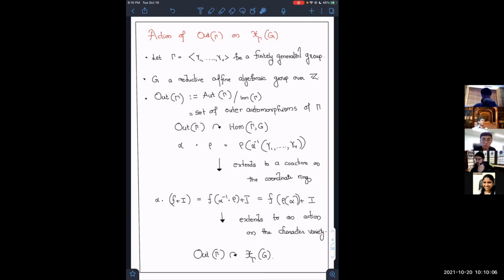The way we define this action is that Out(gamma) acts on Hom(gamma, G) in this way. If alpha is an outer automorphism and rho is a homomorphism, then we apply alpha inverse to the generators, and then we compose it with rho, and this is the action. This is a well-defined action on the Hom set, and then it extends to a co-action on the coordinate ring, and then to an action on the character variety. So basically the action is that we take the inverse of the automorphism and precompose it with rho. That's the idea.